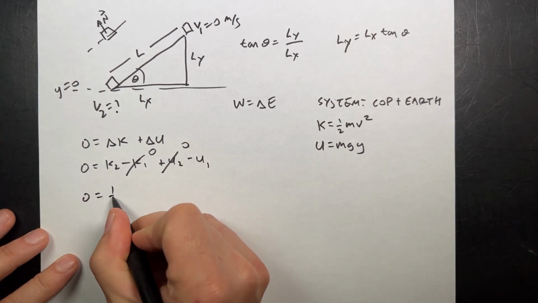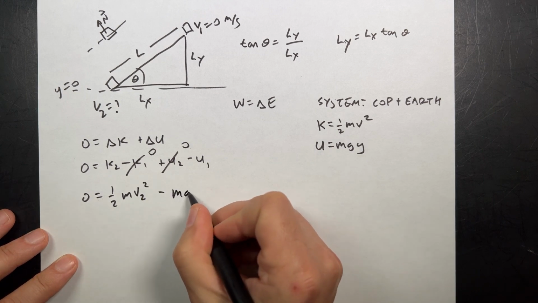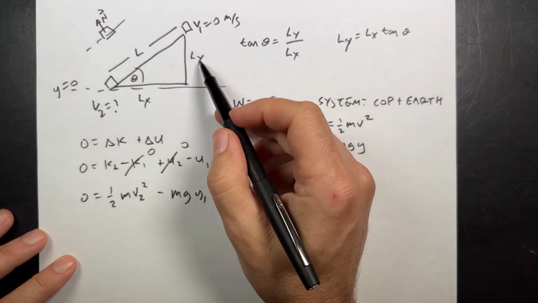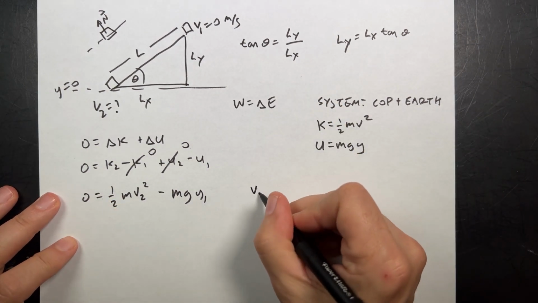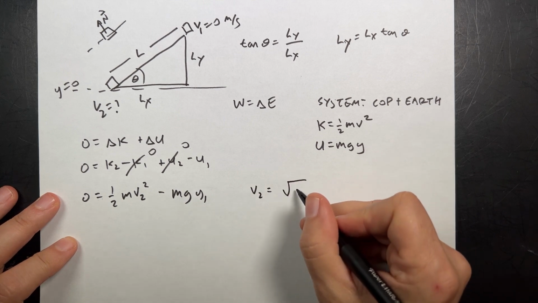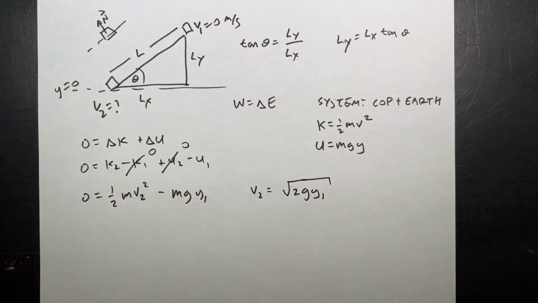So I get 0 equals 1/2 mv2 squared minus mgy1, which is going to be Ly. And the mass cancels, and I can solve this for V2 as the square root of 2gy1. So let's plug that in our calculator and see what we get for the value there.